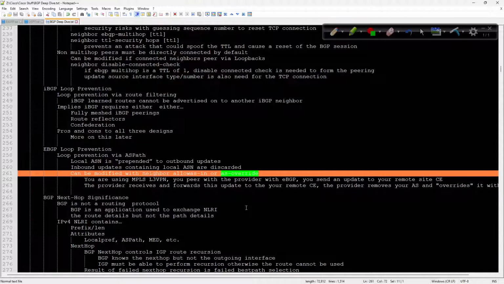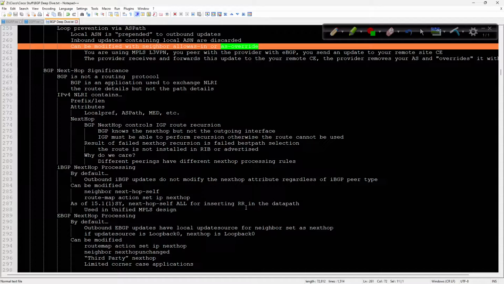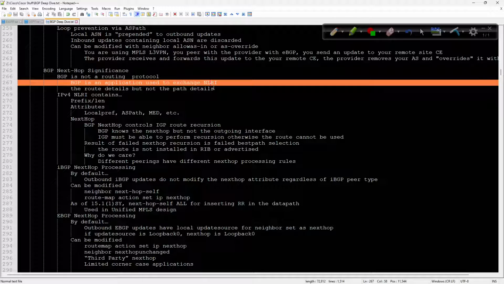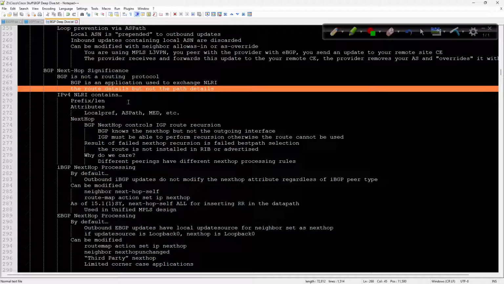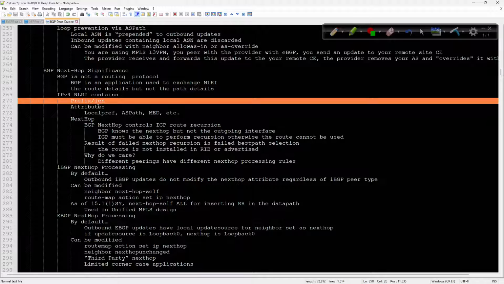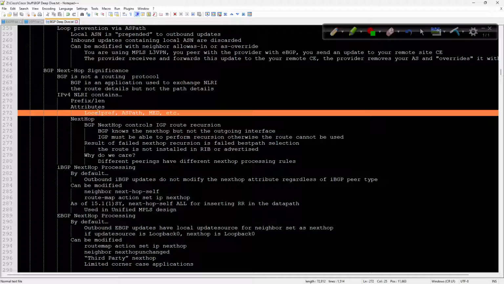So, next topic, significance. Why do we care? Well, the reason we care is BGP is not a routing protocol, right? It's an application used to exchange routing information, specifically network layer reachability information. Prefixes, right? At the end of the day, it's just a prefix. The route details, but not the path details. Because of that, there's a lot of information that can be modified to control how routes go through the environment. You have the prefix length, the attributes, local preference, AS path, etc.